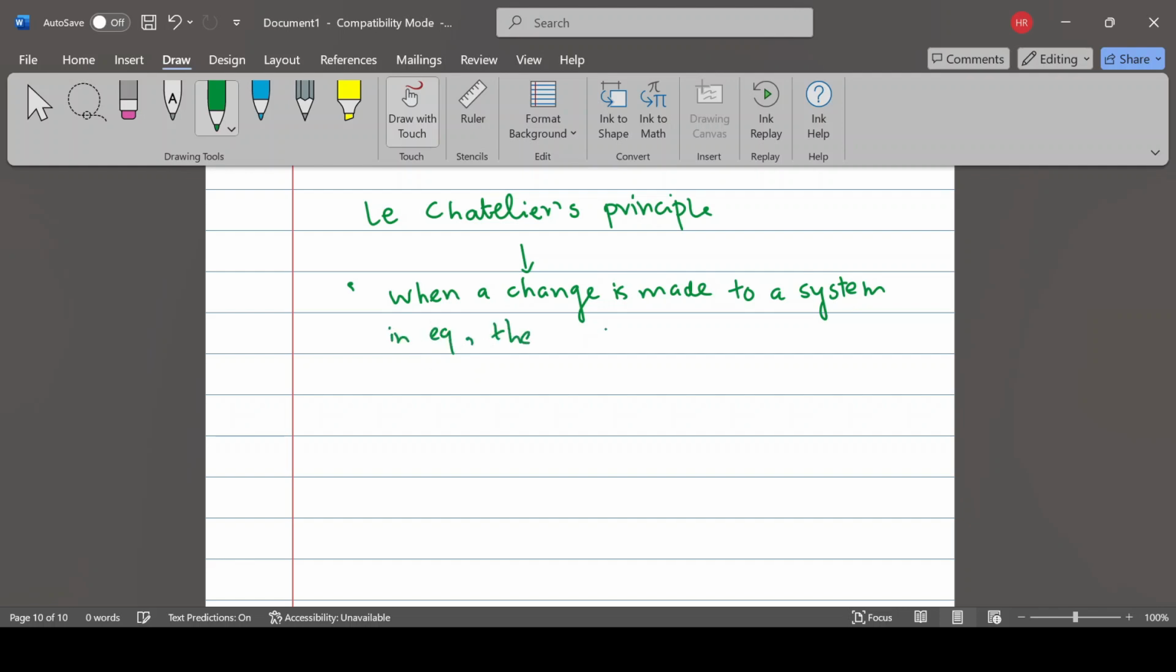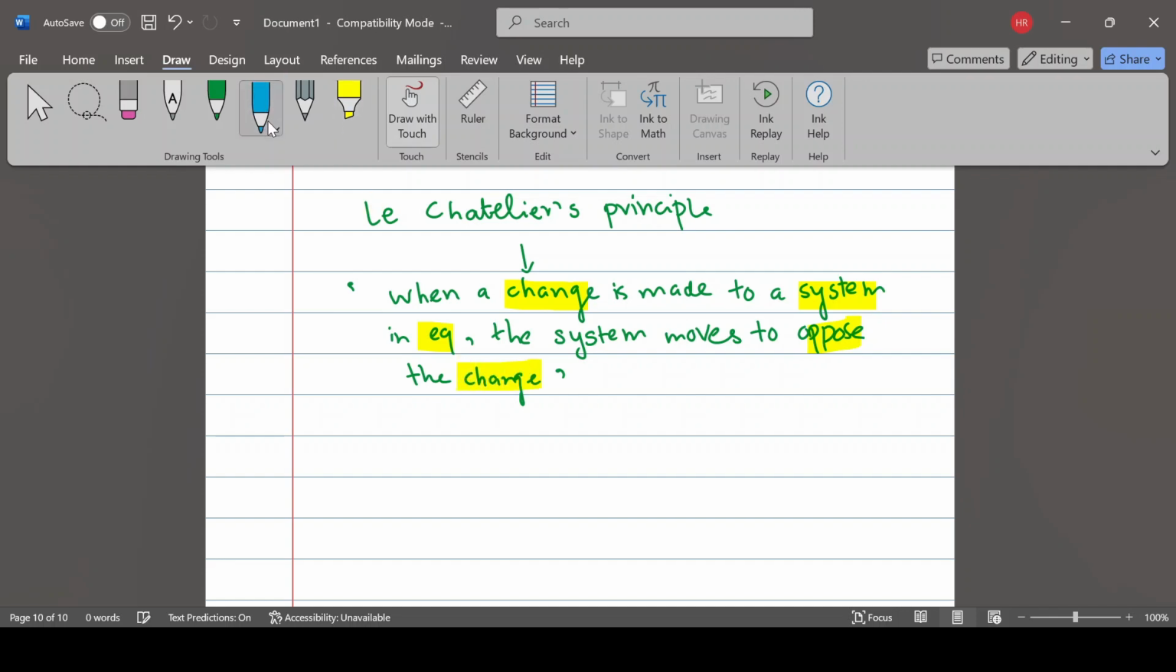the system or the reaction moves to oppose the change. This is what the Le Chatelier principle is saying. Let's go through the words again. It's saying that when a change is made to a system that is in equilibrium, the system will be influenced, but it will be influenced in a way that it moves to oppose the change.